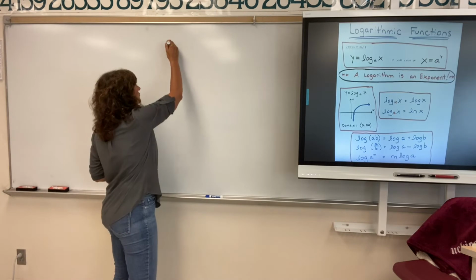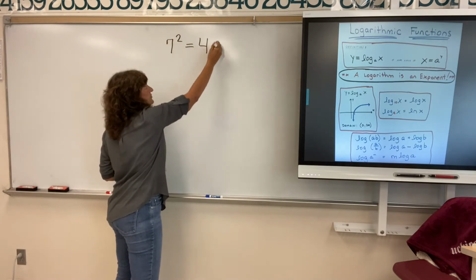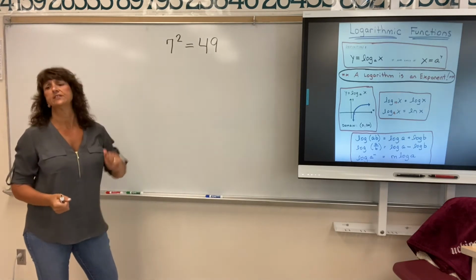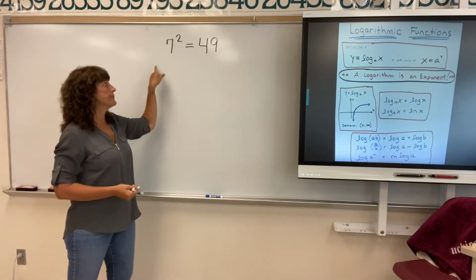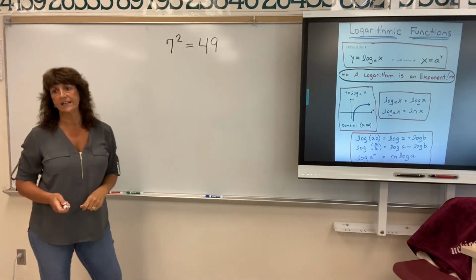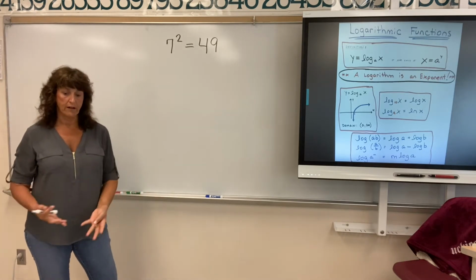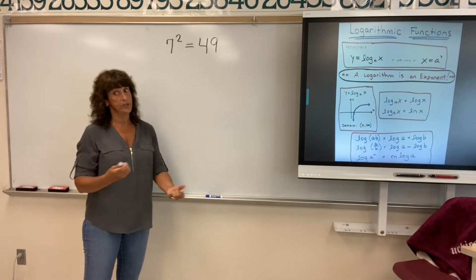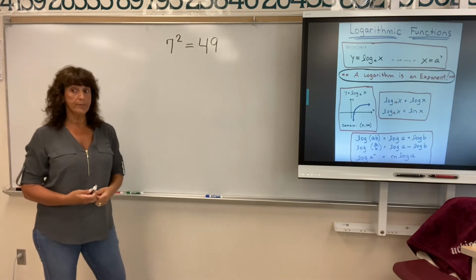So if we just took an exponential function, 7 squared, 7 times 7 is 49. So 7 squared equals 49. Here's an exponential expression, the exponential equation. So 7 raised to the second power, 7 times 7 is 49. Let's say that we want to write this as a logarithm, because we can write all of our exponential equations as logarithmic equations. We go back and forth, okay? So we want to write this equation as a logarithmic equation.